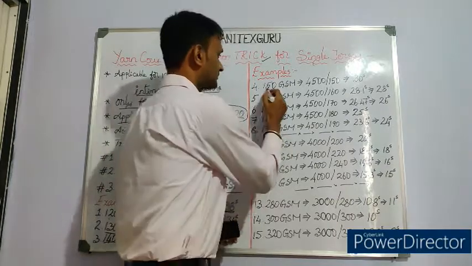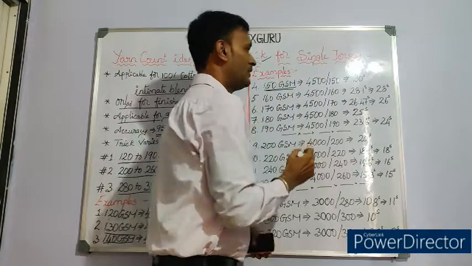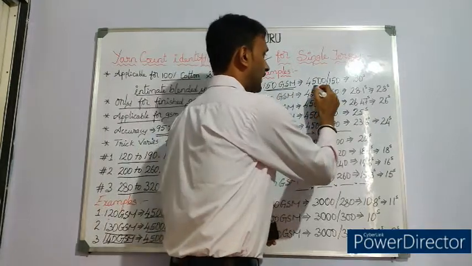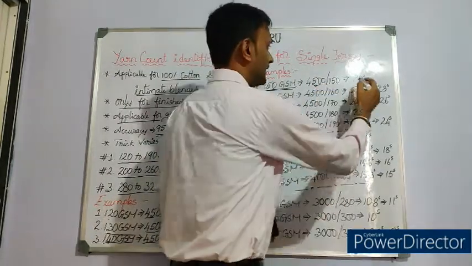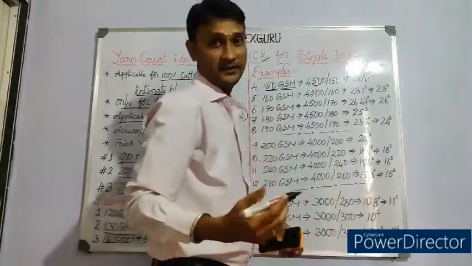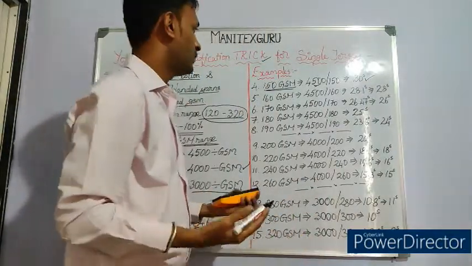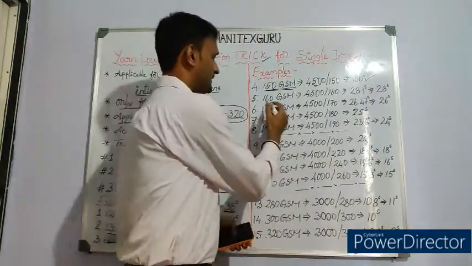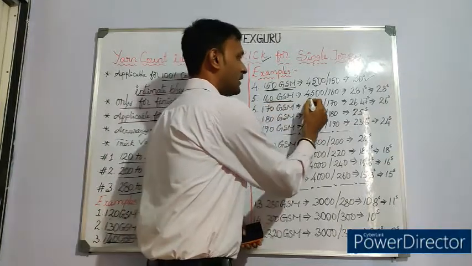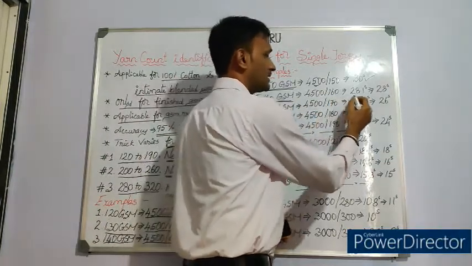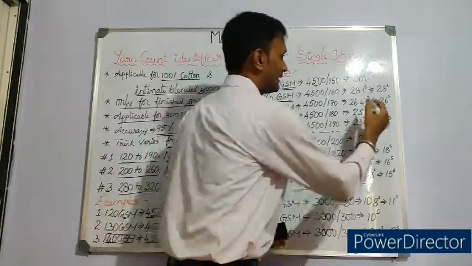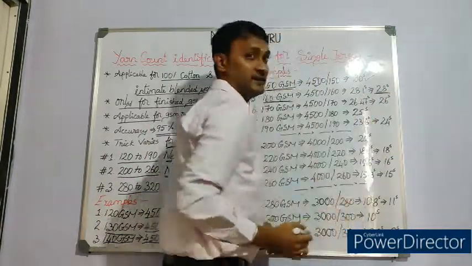Fourth example, 150 GSM. 4500 divided by 150, that is the count. That count is the ideal count to achieve 150 GSM finished. Similarly, 160 GSM, 4500 divided by 160, 28.1. The ideal count is 28.